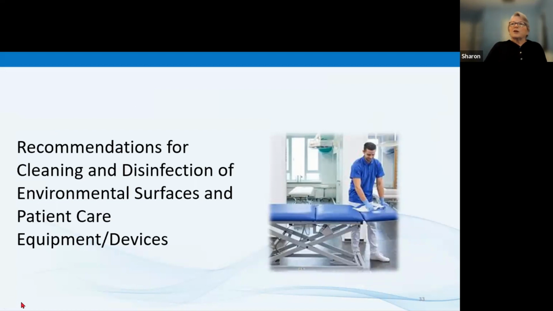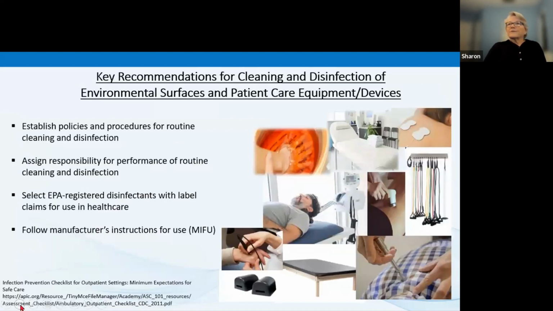So we're going to go through some recommendations for cleaning and disinfection of surfaces and equipment. Outpatient facilities should establish policies and procedures for routine cleaning and disinfection of environmental surfaces and equipment as part of their infection prevention plan. I hope you all have something. Facility policies and procedures should address prompt and appropriate cleaning and decontamination of spills of blood or other potentially infectious materials. Say somebody vomits in your facility, and how you contain, transport, and handle equipment that might have been contaminated.